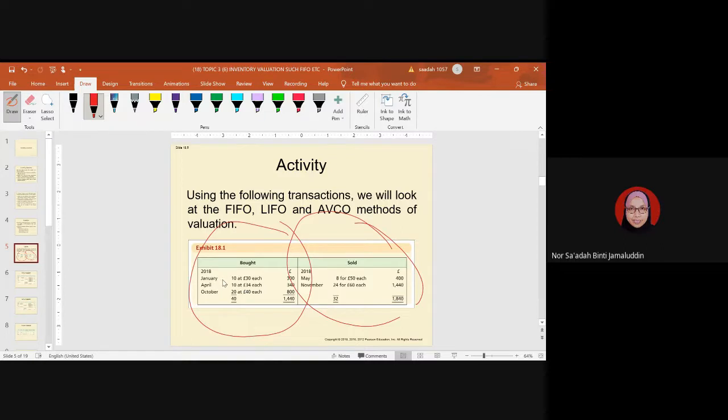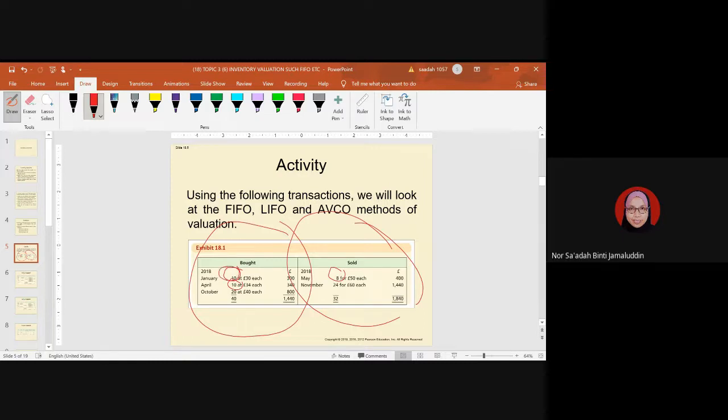Januari masuk 10. Awak kena ikut sekuen. Lepas Januari, April. Lepas masuk 10 Januari, masuk lagi 10 April. Lepas April, apa jadi? Mei. Mei dia jual 8. Tengok soalan sebab dia daripada slide yang berbeza. So, awak kena tengok soalan dulu.